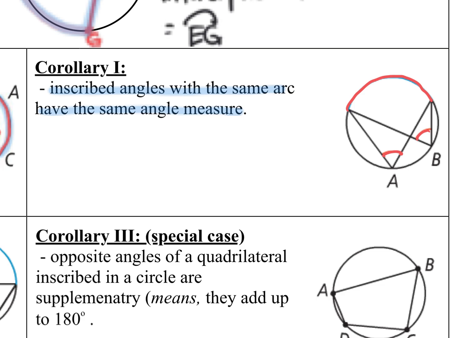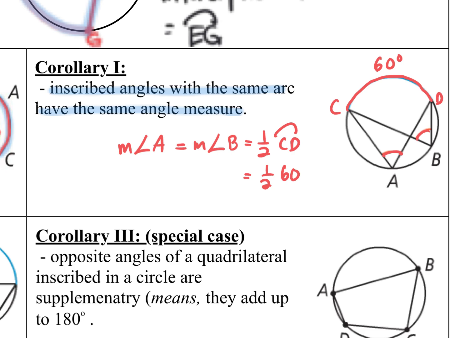Let's give you an example. Let's say the arc is 60 degrees. It means that the measurement of angle A will be equal to the measurement of angle B, which is going to be one half of this arc. Let's label this one C and D, arc CD. Now let's look at this one. One half of 60 gives you 30 degrees.